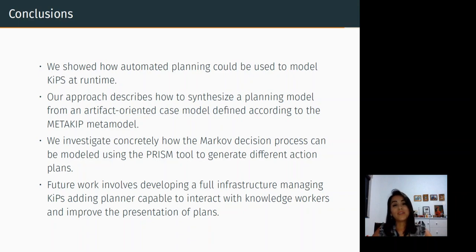We described how to synthesize a planning model from an artifact-oriented case model, defined according to the meta model. We investigated how a Markov decision process can be modeled using Prism to generate plans. Future work will involve developing a full infrastructure for managing knowledge-intensive processes. We will add a planner capable of interacting with knowledge workers, and also want to improve the presentation of our plans in order to make them more understandable to people.